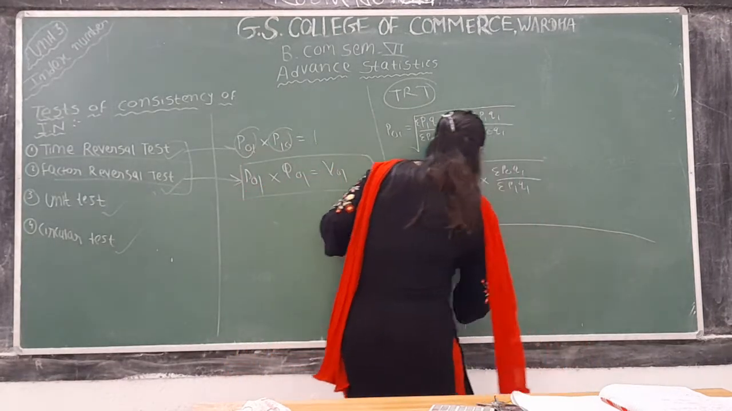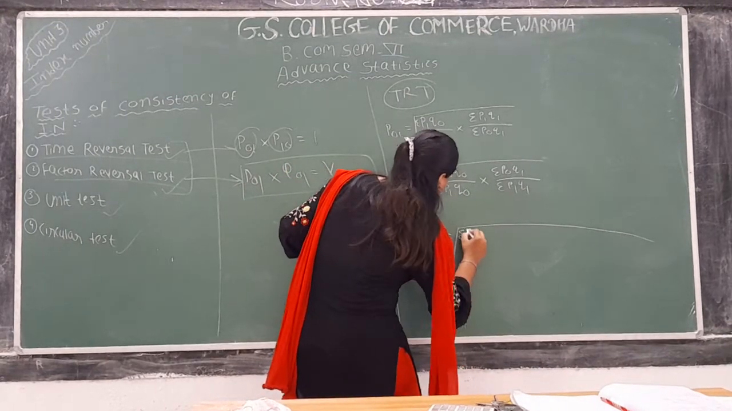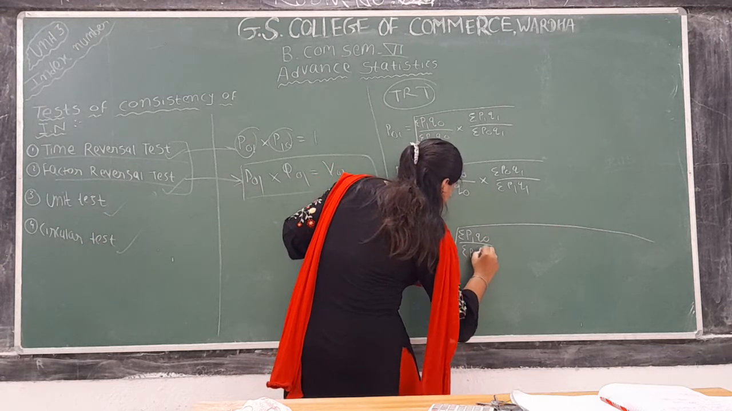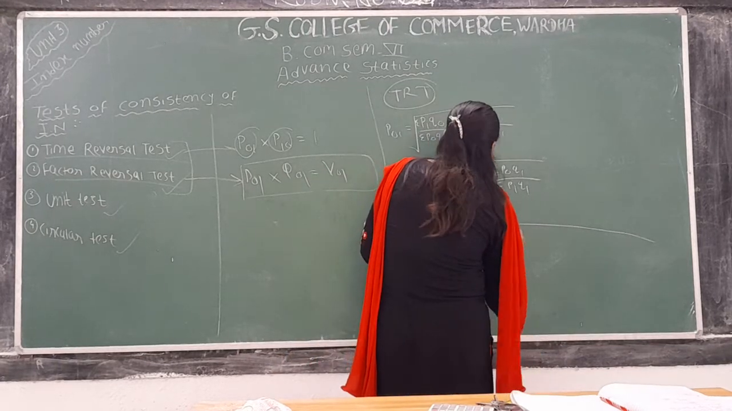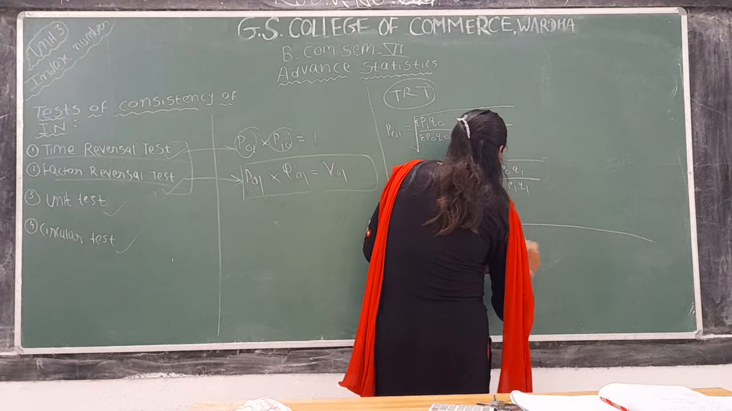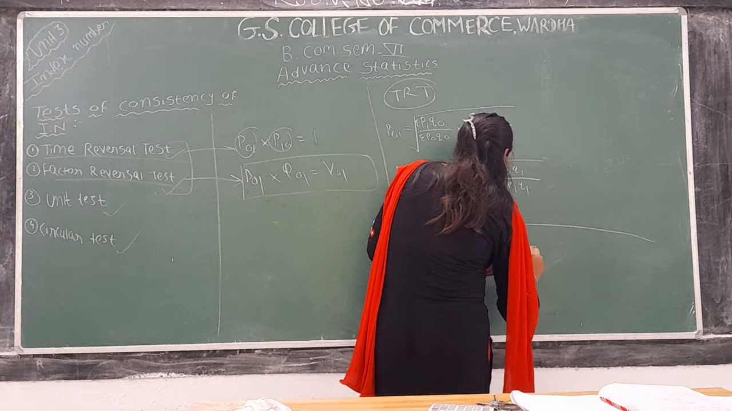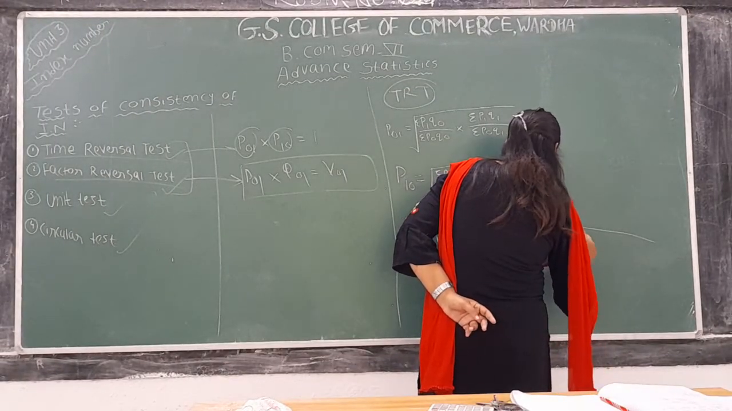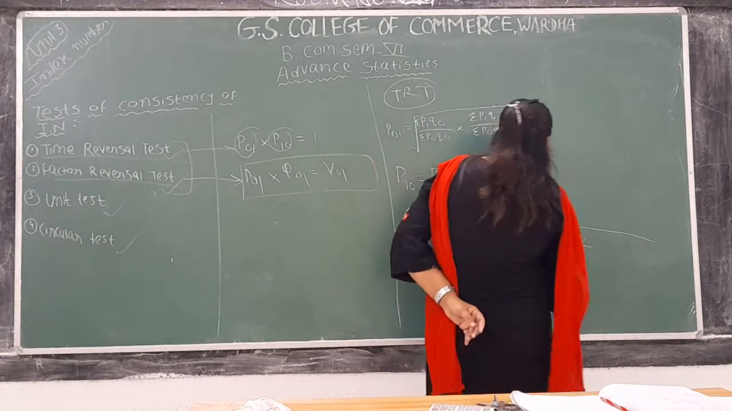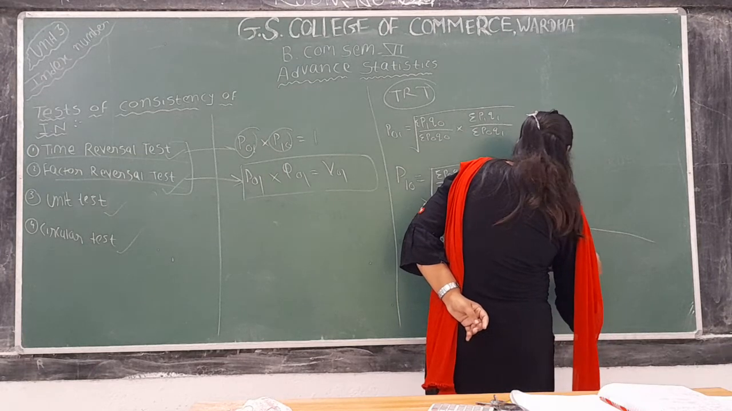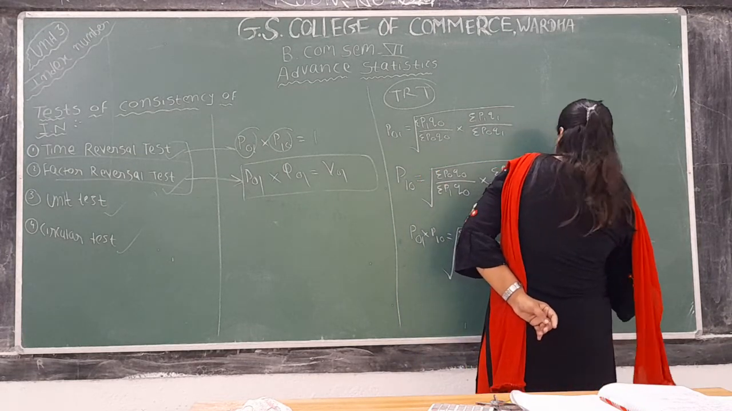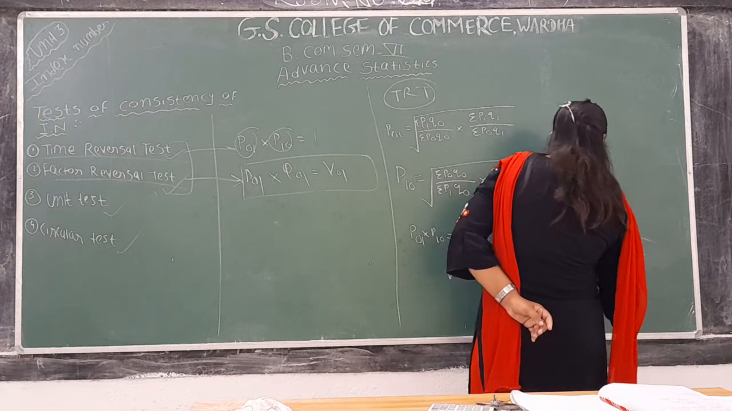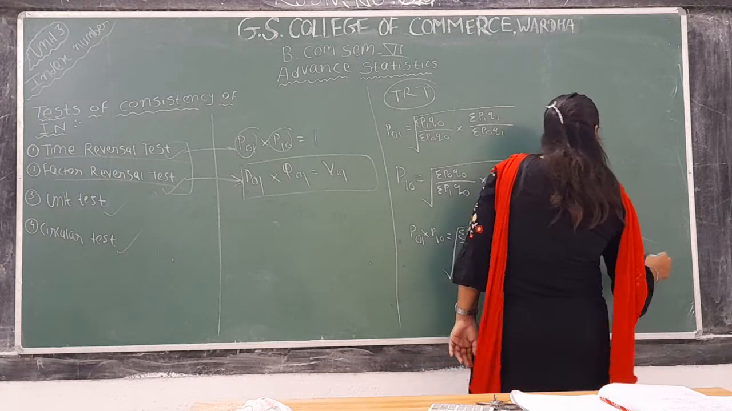So when we do this, it will be like the square root of summation P1 Q0 upon summation P0 Q0 into summation P1 Q1 upon summation P0 Q1 into summation P0 Q0 upon summation P1 Q0 into summation P0 Q1 upon summation P1 Q1. It should be equal to 1.